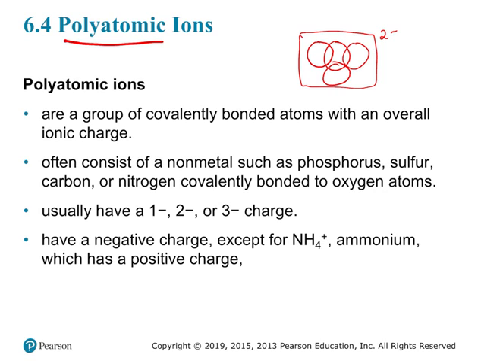Often these polyatomic ions consist of a nonmetal such as phosphorus, which is P, sulfur, which is S, carbon, C, or nitrogen, N, and these are covalently bonded to oxygen atoms. Usually these polyatomic ions will have a negative charge, so -1, -2, -3, except for NH4 plus, which is called ammonium. And this ion has a positive charge.